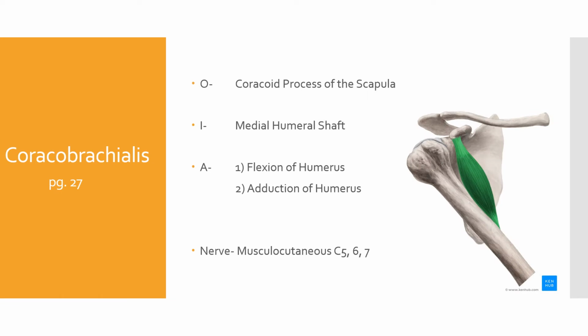Coracobrachialis origin, coracoid process of the scapula. Insertion, medial humeral shaft. Two actions include flexion of humerus and adduction of humerus.